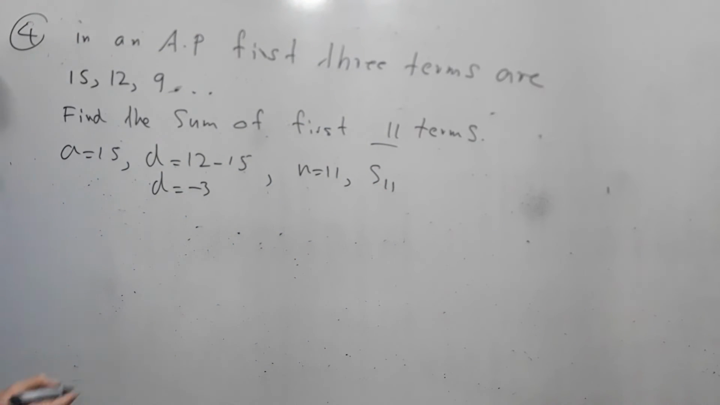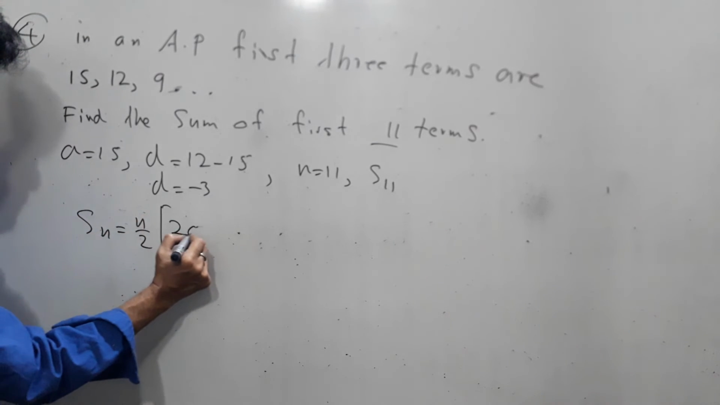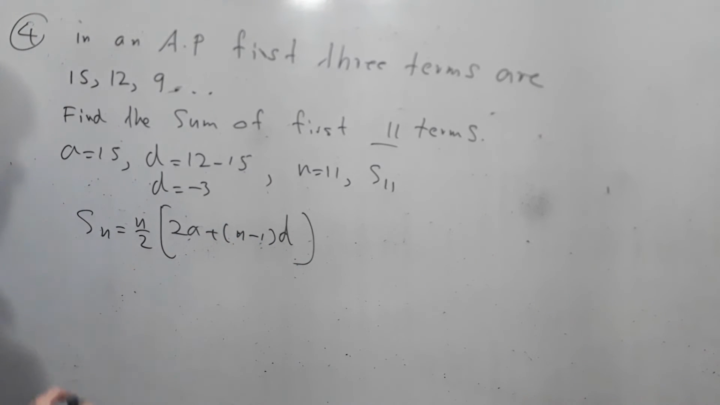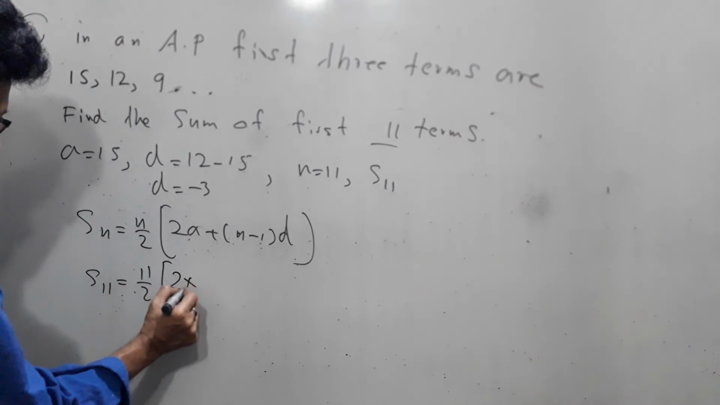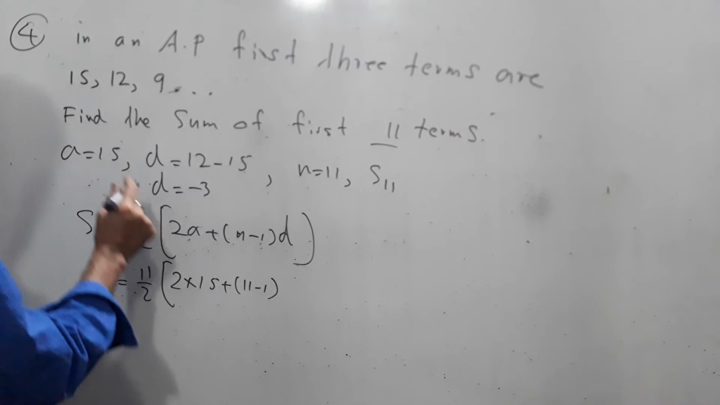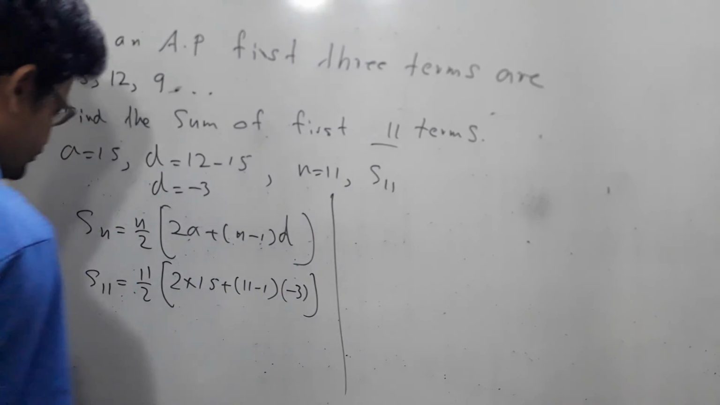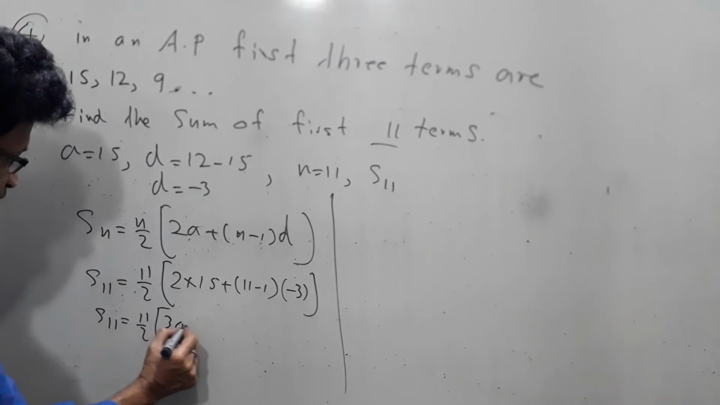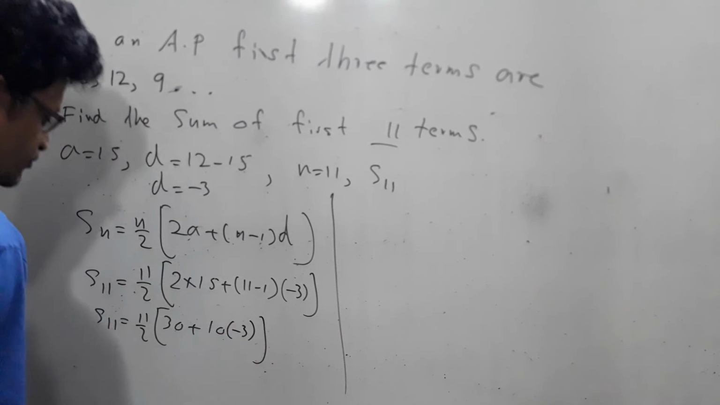So for the sum of n terms, we know the formula: Sn equals n over 2 into 2a plus (n minus 1)d. So you substitute n equals 11. S11 equals 11 over 2 into 2 into a, which is 15, plus (11 minus 1) into d, which is minus 3. So then S11 equals 11 over 2 into 2 into 15, which is 30, plus 10 into minus 3.